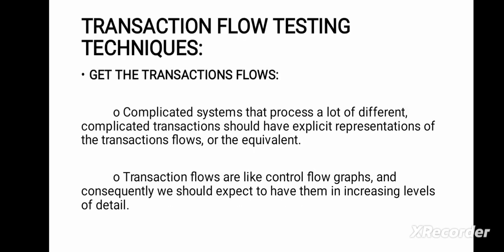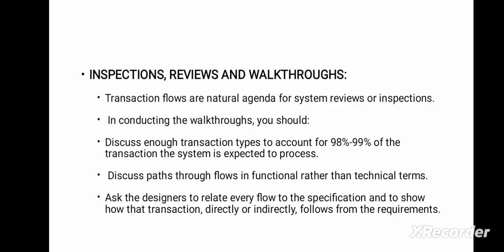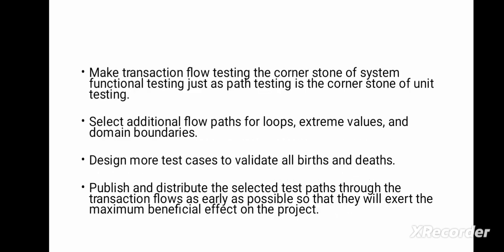So what is the technique followed in transaction flow testing? First, we have to get the transaction flow entirely, either in a simple system or a complicated system. With the help of a CFG, a control flow graph, we can identify the system flow, and through the documentation we can also get the entire flow of the transaction. Afterwards we have to do certain inspections, reviews and walkthroughs, in order to verify whether they are on the right track or not. Through that we can identify the exact flow of the transaction.